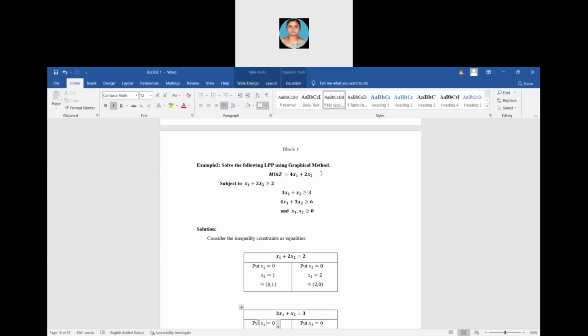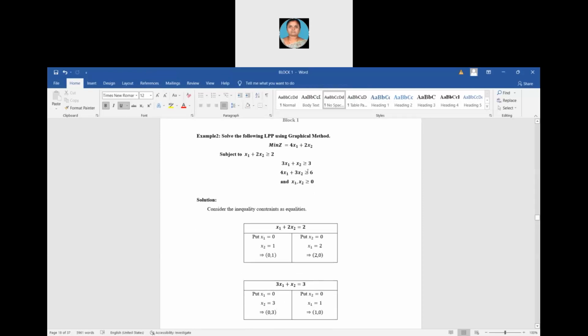Looking at the conditions, everything contains the greater than or equal to symbol. So all the three equations contain greater than or equal to. We have to convert all of these into equalities. How can you consider the inequality as equality? Take the first equation, x1 plus 2x2 equal to 2. The greater than or equal to symbol you just take down.